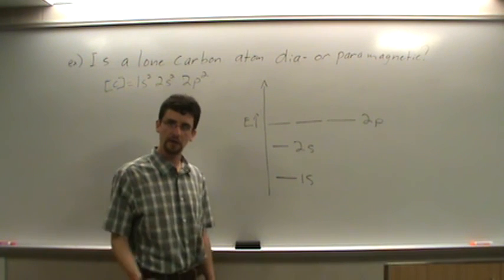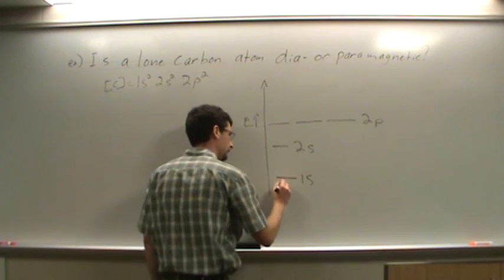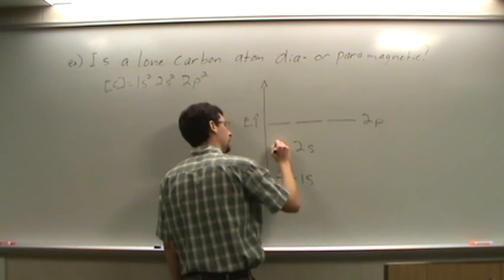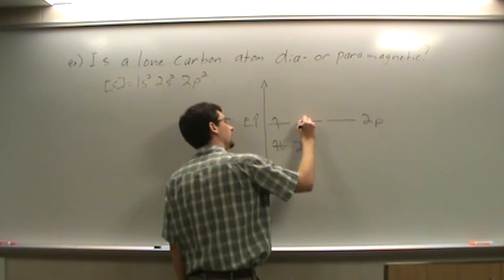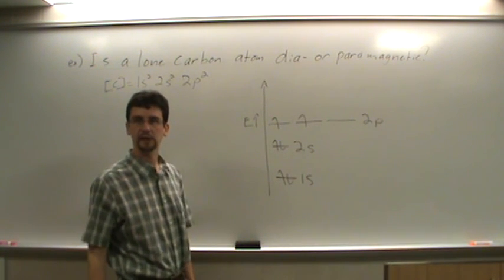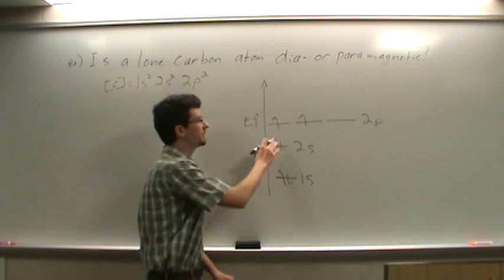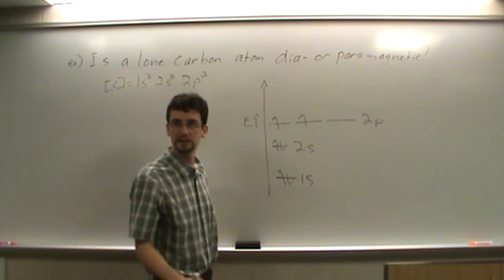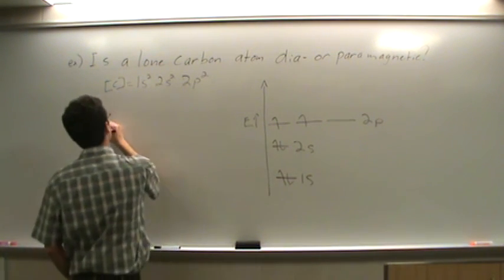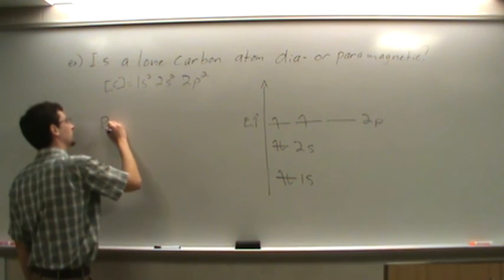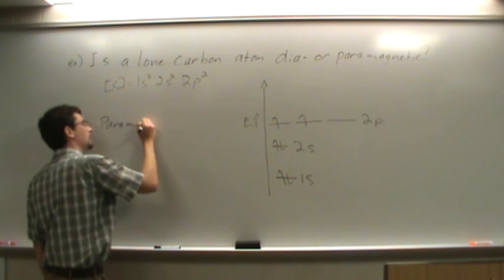Okay, now that we have our orbitals, let's start filling them. Up, down, up, down, up, up. For a total of 6. Since we have 2 unpaired electrons, this system is paramagnetic.